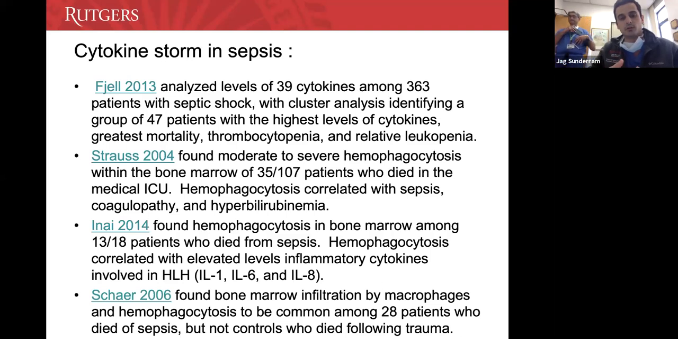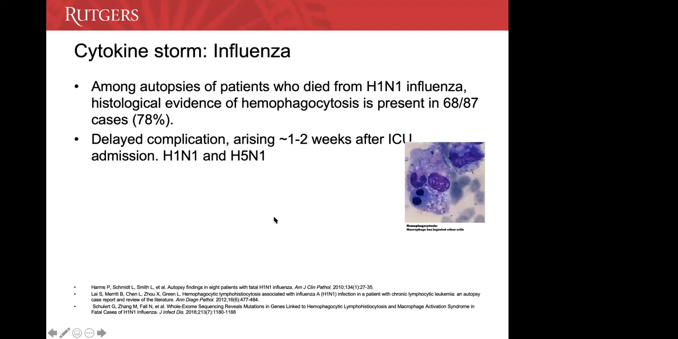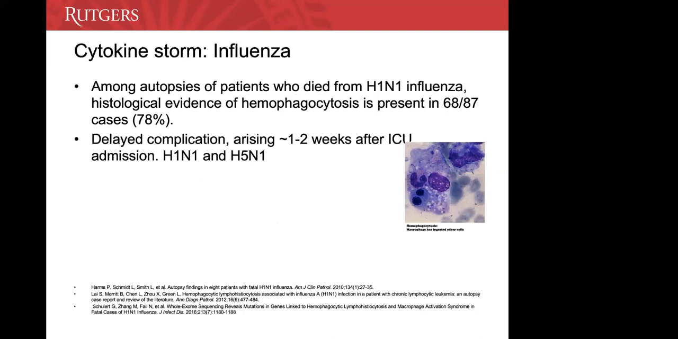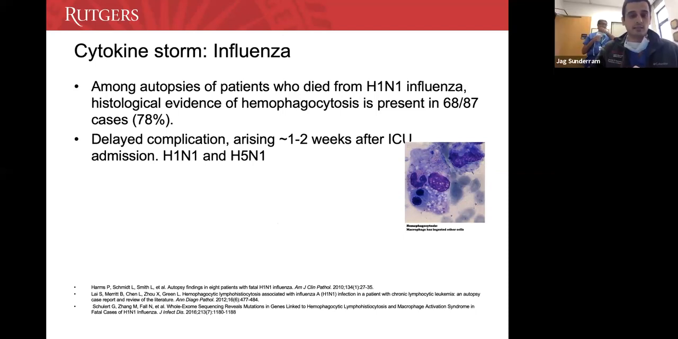So, cytokine storm and sepsis, there's multiple studies that showed that patients who were admitted to the medical intensive care unit with a diagnosis of sepsis and septic shock, part of them had a form of the disease that we're dealing with now, which is cytokine storm, and a subtype that's called HLH, in a significant proportion of these patients. And especially with influenza, where that was done on post-mortem, meaning the patients who are the sickest, showed a prevalence of 78% of HLH on autopsy for these patients, especially in patients who had H1N1 and H5N1. And it was also a complication arising usually 1 to 2 weeks after ICU admission.